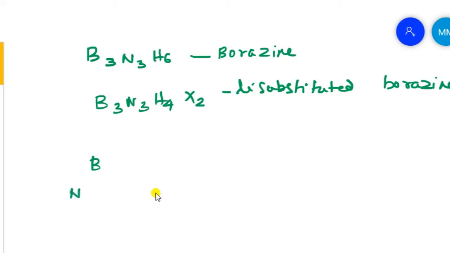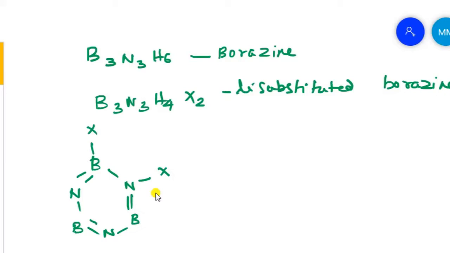Boron and nitrogen are alternately present, so alternate double bonds are there. Disubstituted means here one group is substituted, here one is substituted. The question is the number of isomeric structures of disubstituted Borazine.